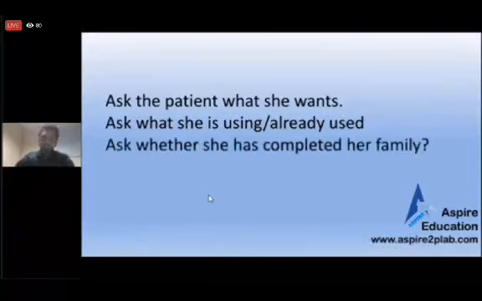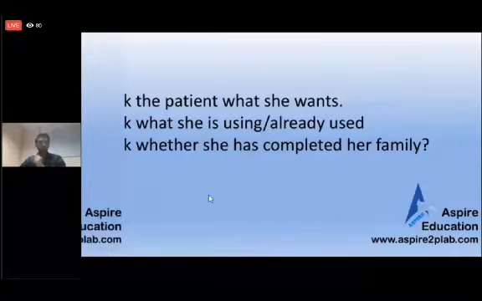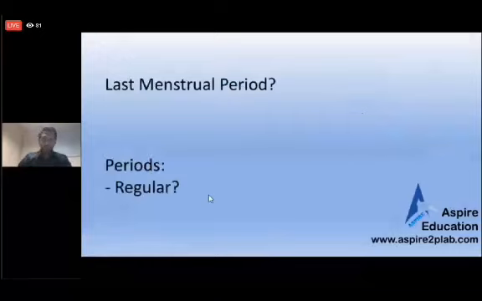Then ask her whether she has completed her family, as she is going for contraception. If nothing is working out for her, that means if all the methods of contraception are contraindicated for her, then we might have to go for sterilization, which is a permanent solution. So that's the reason why I asked about her family as well. If she has completed her family, then we can advise her about sterilization. If she hasn't completed her family, then we cannot advise her about sterilization.